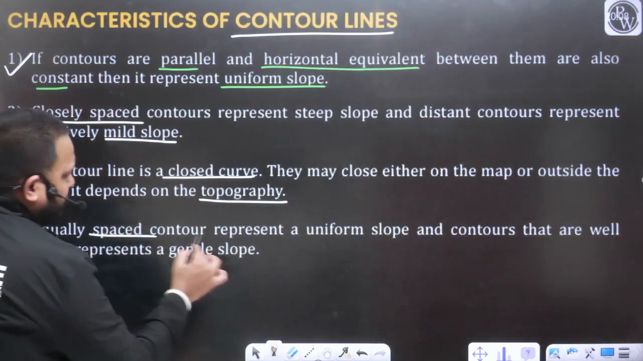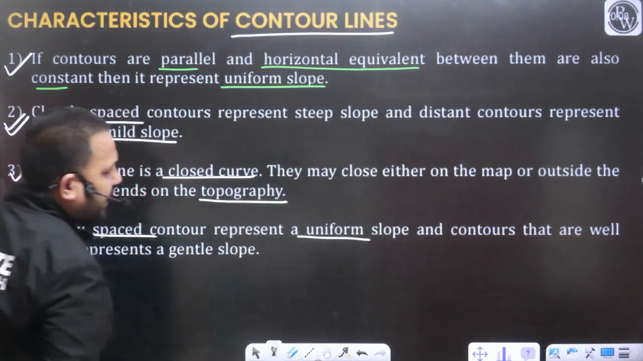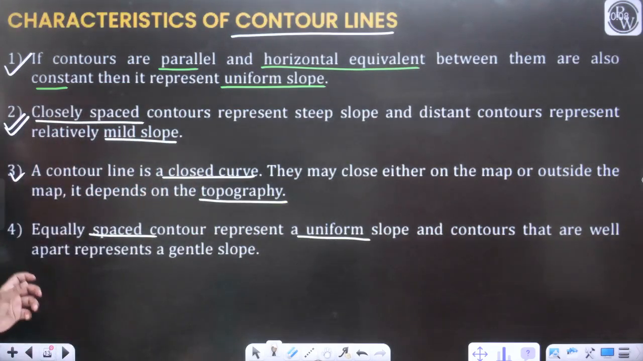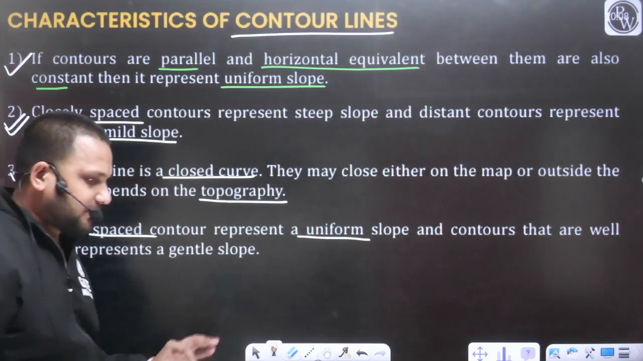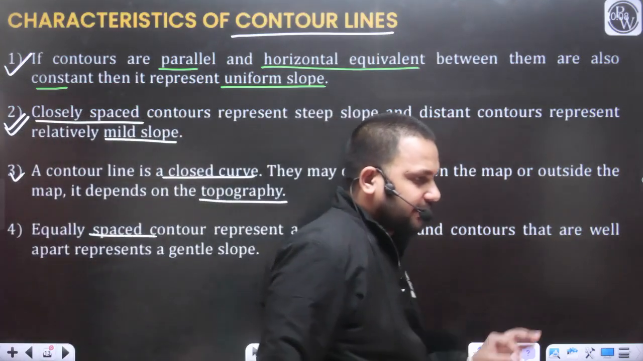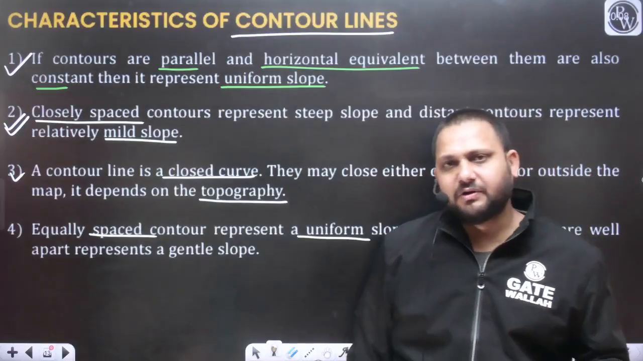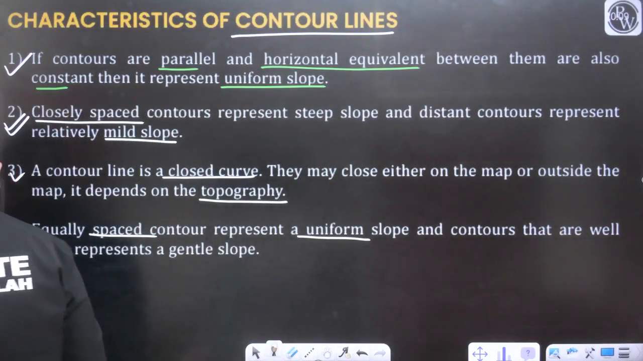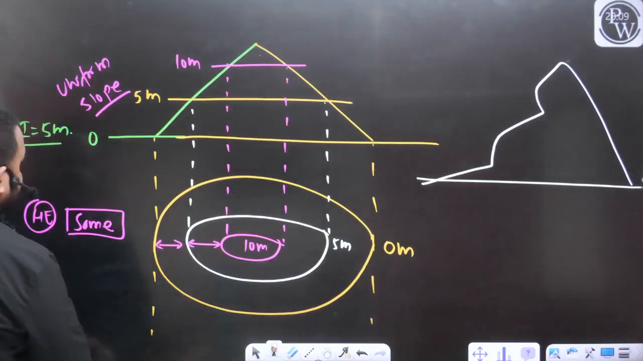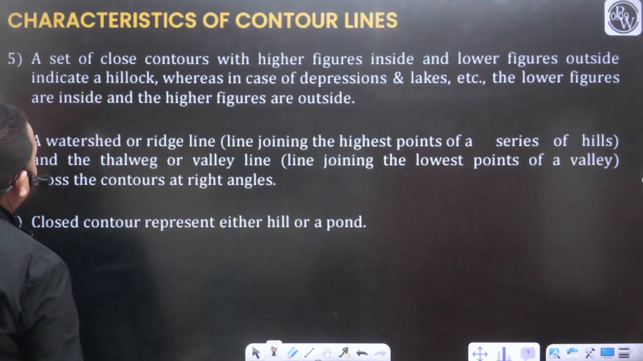Equally spaced contours represent the uniform slope, and contours that are well apart represent the gentle slope, which we have already discussed. We have already covered the characteristics of the contour in the case of uniform slope, steep slope and mild slope. Now let's see the next discussion.